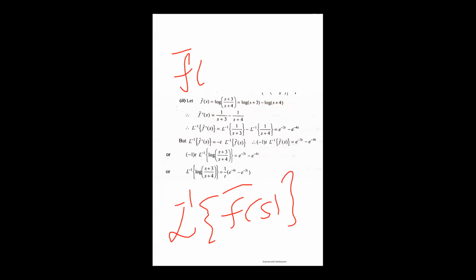The second problem is we have to find L inverse of the function f bar of s. The given problem is compared to f bar of s. So f bar of s is the given problem, log of (s plus 3) by (s plus 4). So using the logarithm properties, log a by b, we know that log a by b equals log a minus log b. Here a is the numerator function s plus 3 and b is the denominator value s plus 4. Log of s plus 3 minus log of s plus 4, and we have to apply the derivative.